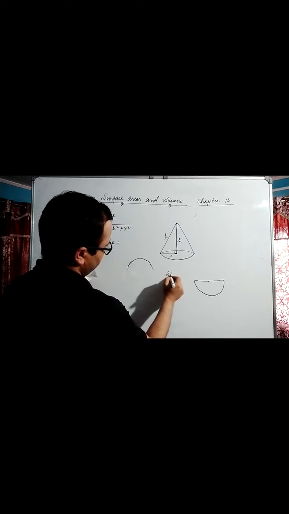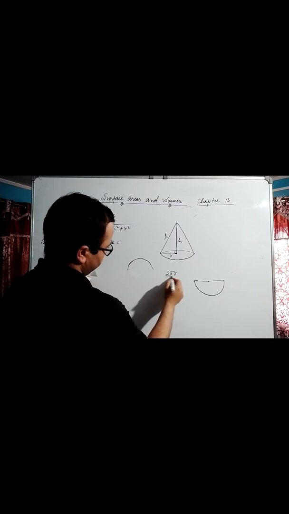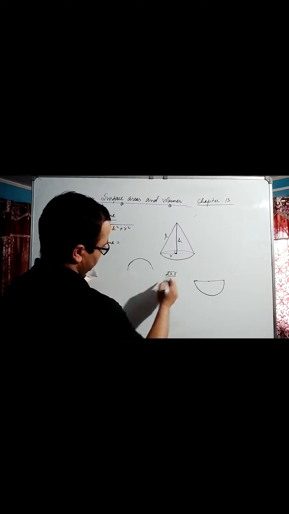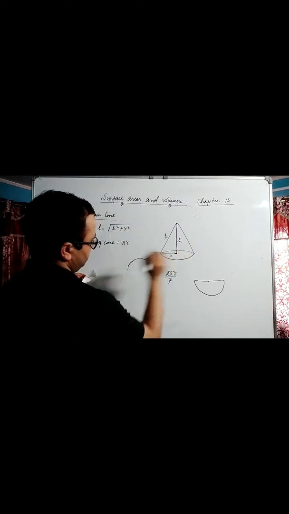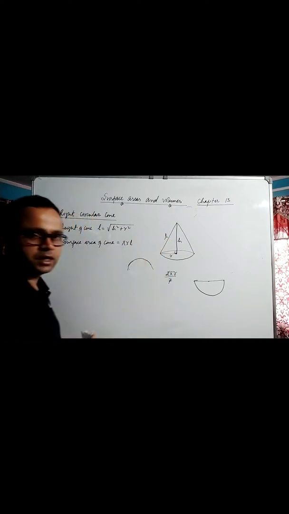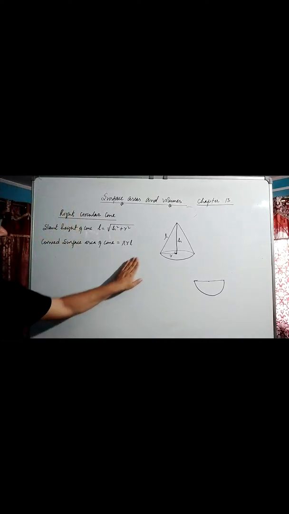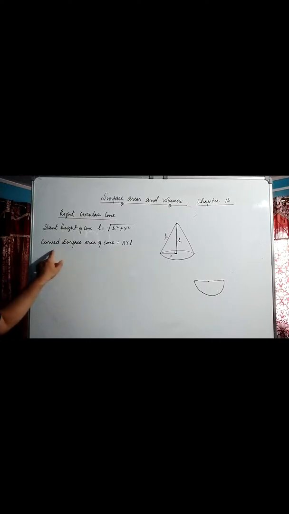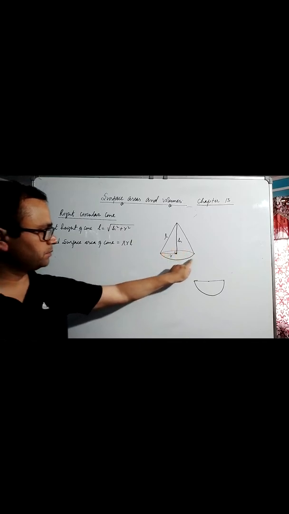What is the perimeter of circle? It is 2 pi r. So half of the circle is the semicircle. So perimeter will also be half, divided by 2. So this equals pi r, the perimeter of base, into l, slant height. Pi r l is the curved surface area of cone. Now pi r is the semicircle perimeter of base.